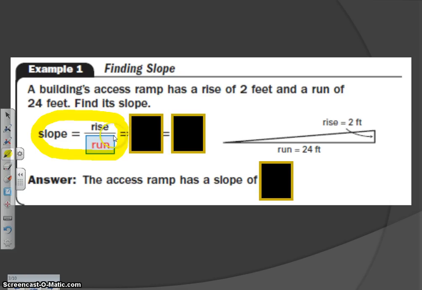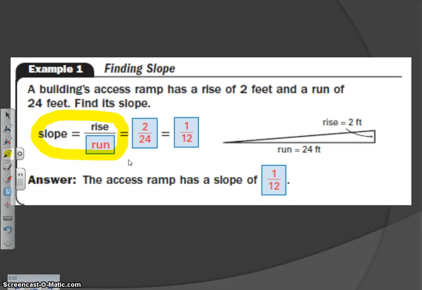It's rise over run. Example 1 says, a building's access ramp has a rise of 2 feet and a run of 24 feet. Rise is 2 over the 24 feet. Simplify, and the slope is 1/12. The access ramp has a slope of 1/12. You want fractions as a slope. When you get fractions for your slope, it's very easy to see the rise versus the run.